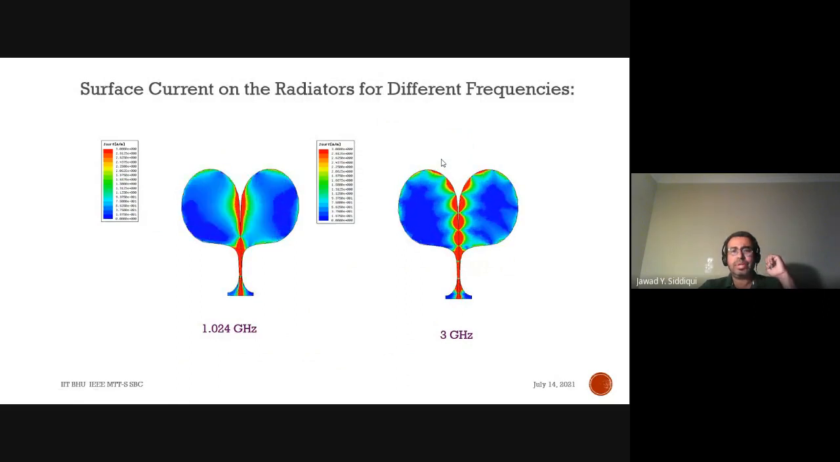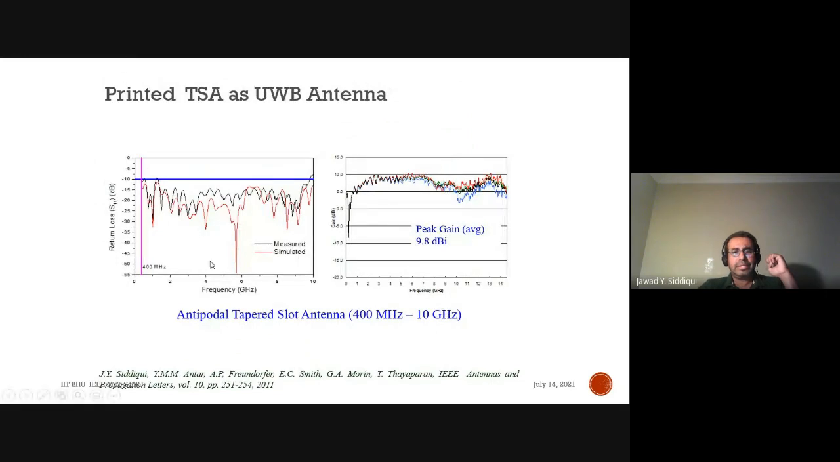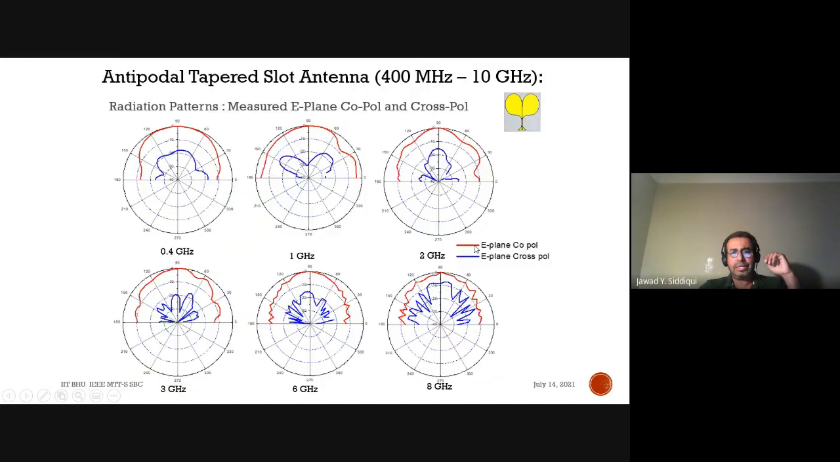Surface current distribution of the radiators. And you can see this is the S11 plot of the antenna, which works from 400 megahertz to almost 10 gigahertz. And this is the average peak gain of the antenna, which we again measured. And these are the radiation patterns of the antenna, E plane, copolar and cross-polar, which show a directive type radiation.